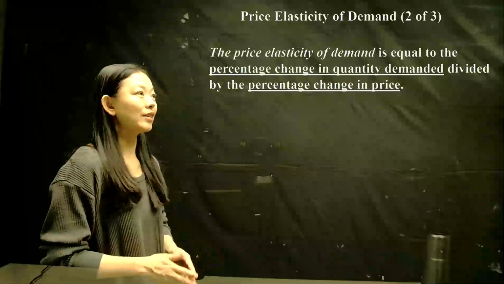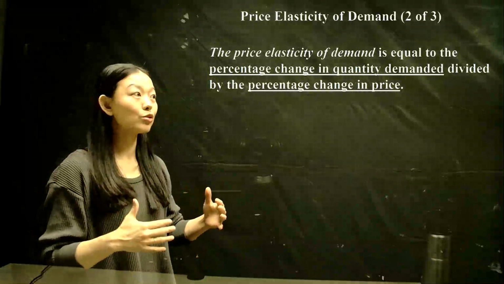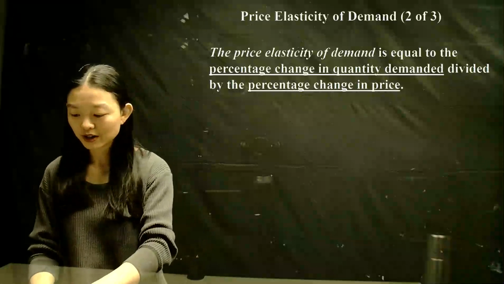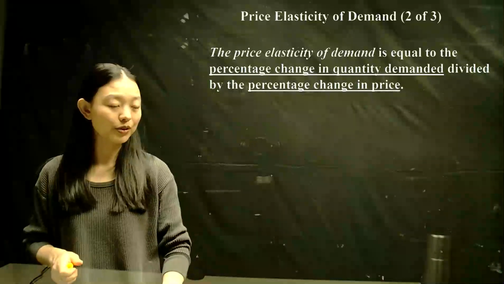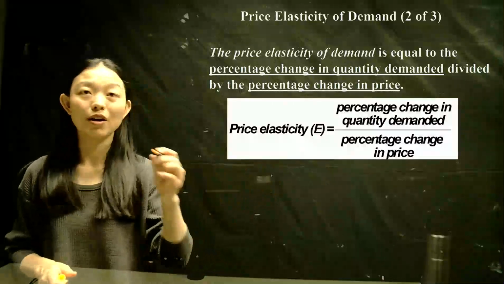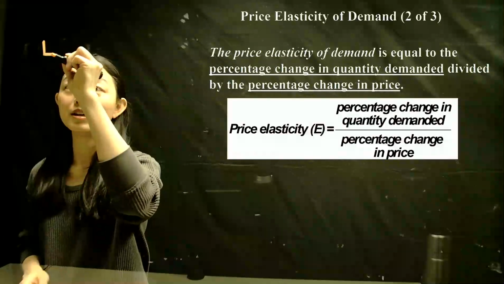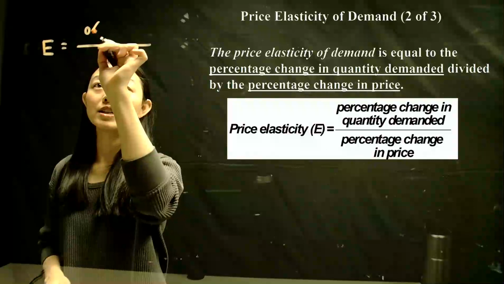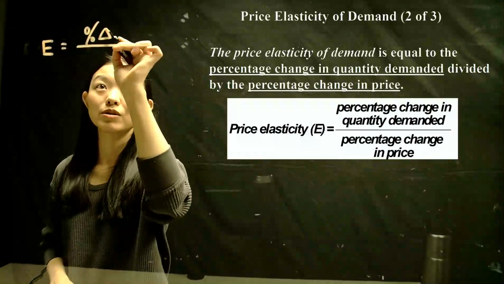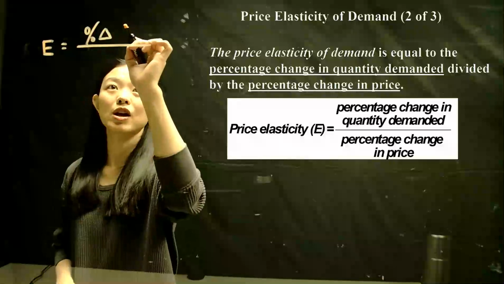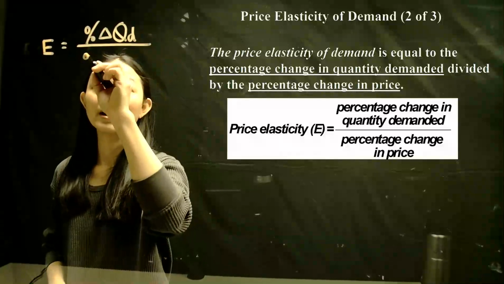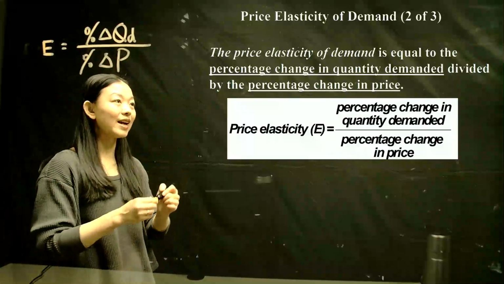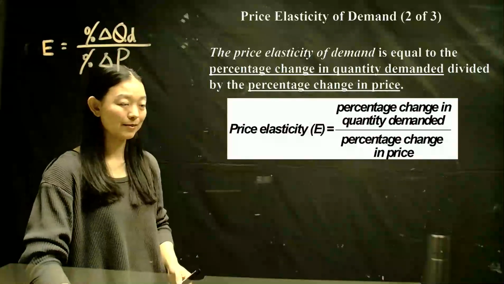The price elasticity of demand is equal to the percentage change in quantity demanded divided by the percentage change in price. So here is the formula for you to compute it. We always use E to represent price elasticity of demand. E equals the percentage change, using the delta, the small triangle, in quantity demanded divided by the percentage change in price. This is the way we can compute price elasticity.